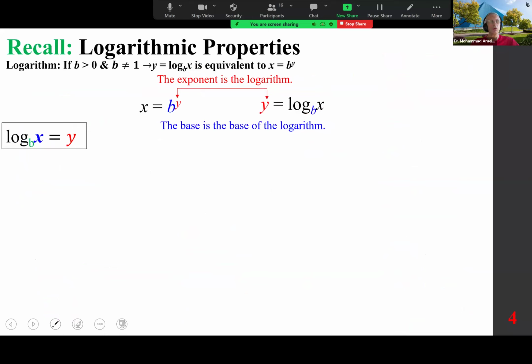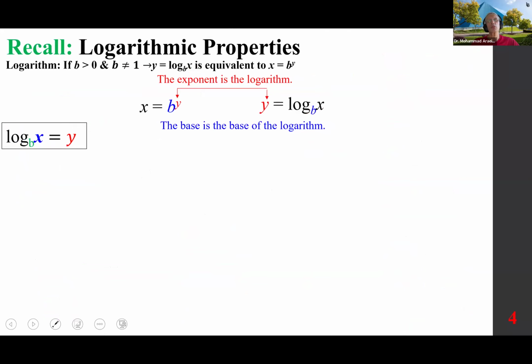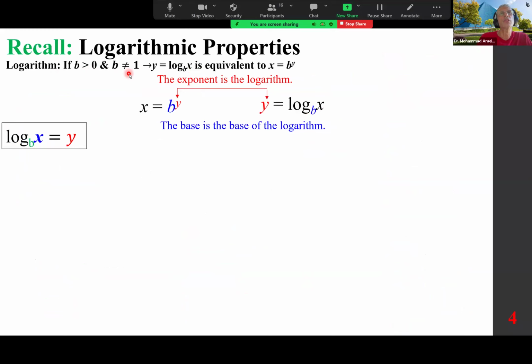First, reminding you of logs and how they work. Logarithmic properties have been discussed several times. If b is positive and b is not equal to 1, then y equals log x base b is equivalent to x equals b to the power of y. Notice the base is the same for both of them, and the exponent y is the result here.